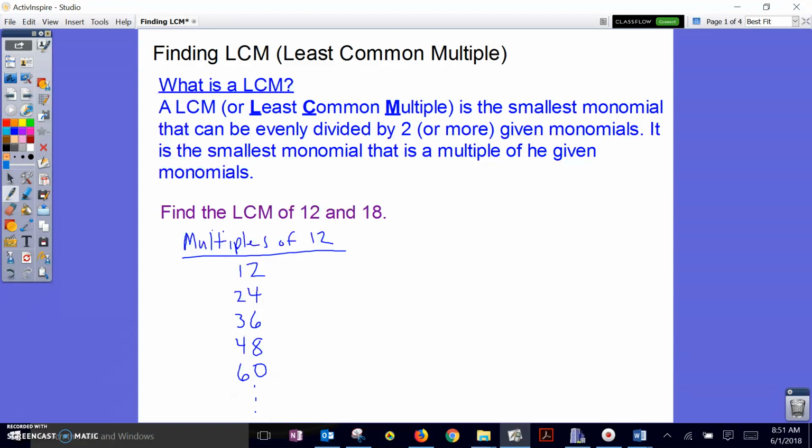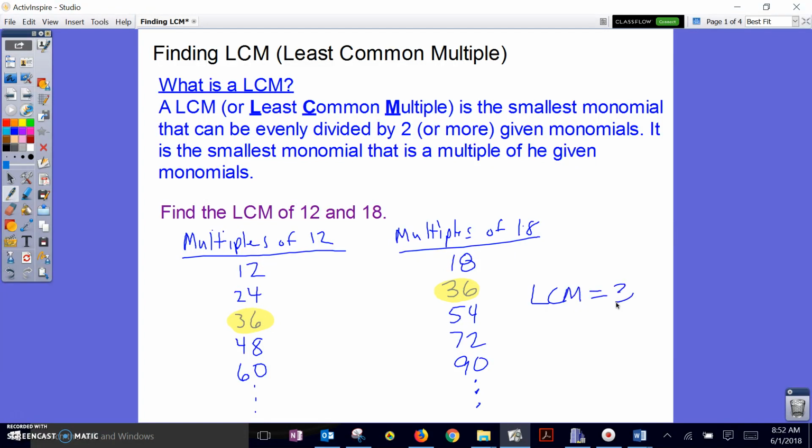And we could do the same thing for the multiples of 18. 18 times 1 is 18, 18 times 2 is 36, 18 times 3 is 54, etc. The least common multiple is going to be the smallest number that appears on both of these lists. If you look at these two lists, we can see the smallest number that appears on both of them is 36. And so 36 is going to be our least common multiple for these two.